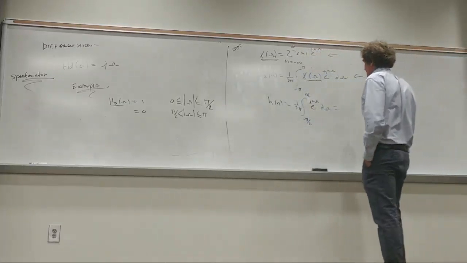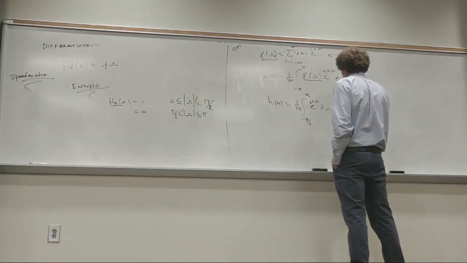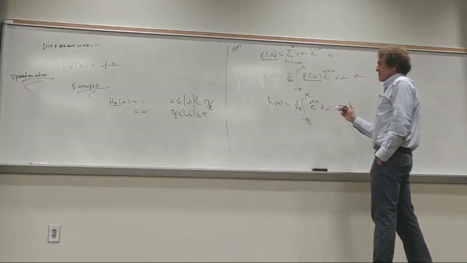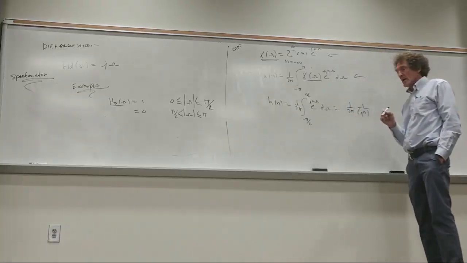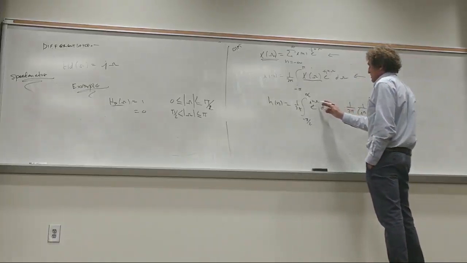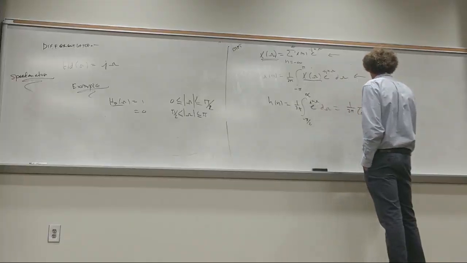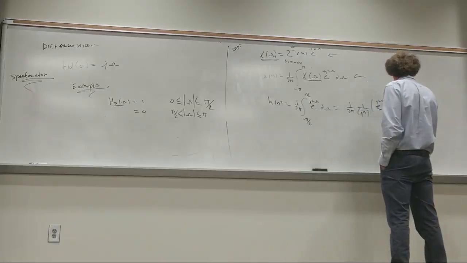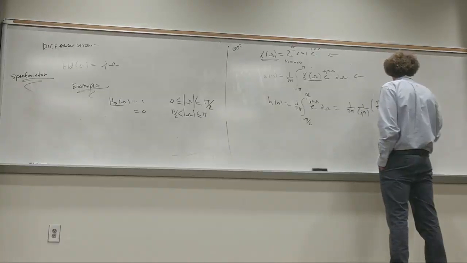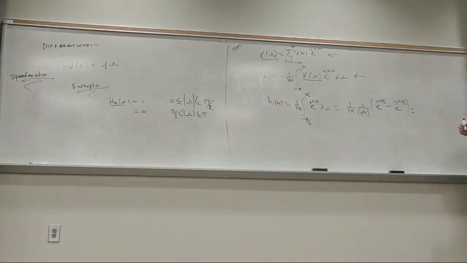So what do we get from this one? We get 1 over 2 pi. The integral of e to the j n omega d omega is what? 1 over j n, isn't it, class? Right? And then we evaluate e to the j n omega at the bottom and top, or top and bottom, so I get e to the j n pi over 2 minus e to the minus j n pi over 2. Anybody want to take a guess at what I do next? Surely you guys know this one by heart. Maybe a sine function.